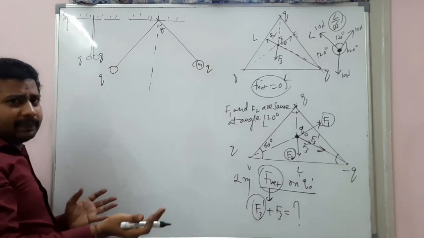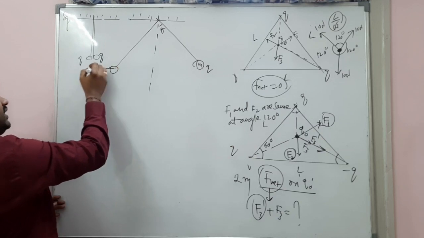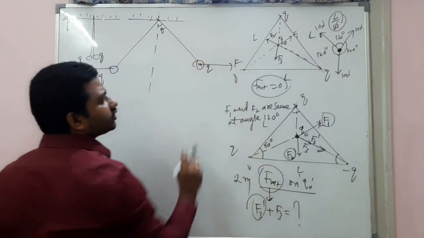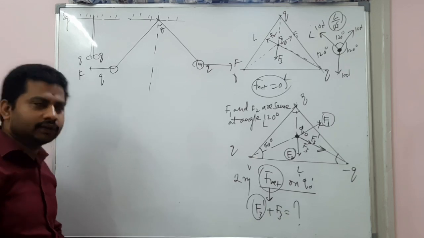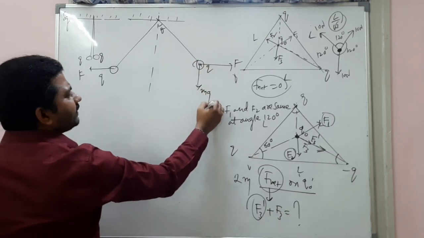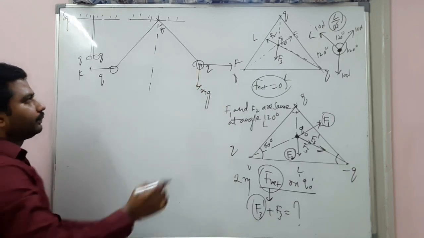Why do they repel each other? Because of Coulomb's force of interaction. On this there is a Coulomb's force F, and on this also there is a Coulomb's force F. Now, look at this. Imagine the system is in equilibrium. The net force on this will be 0.